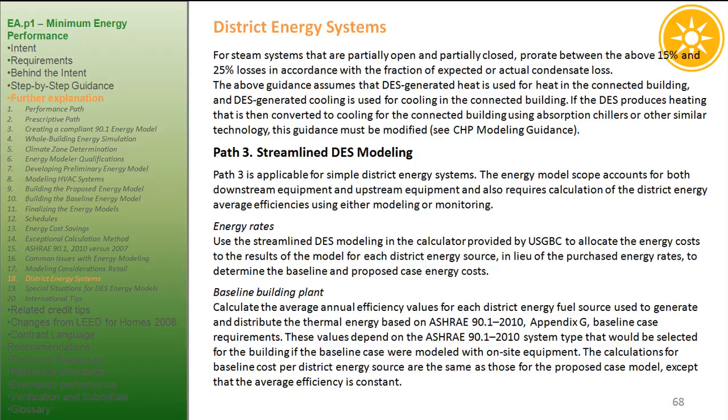Path 3. Streamlined DES modeling. Path 3 is applicable for simple district energy systems. The energy model scope accounts for both downstream equipment and upstream equipment and also requires calculation of the district energy average efficiencies using either modeling or monitoring. Energy rates: use the streamlined DES modeling in the calculator provided by USGBC to allocate the energy costs to the results of the model for each district energy source, in lieu of the purchased energy rates, to determine the baseline and proposed case energy costs.